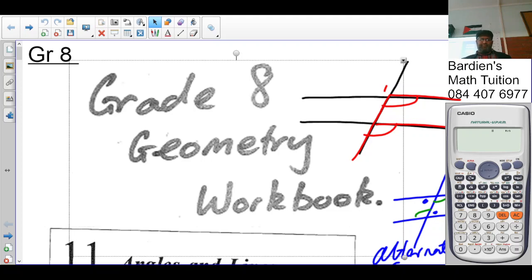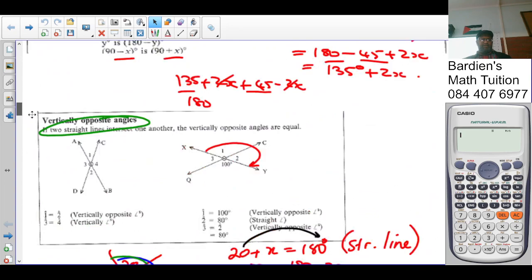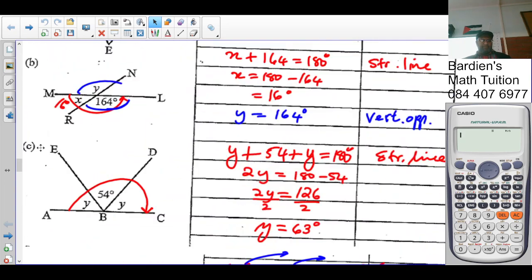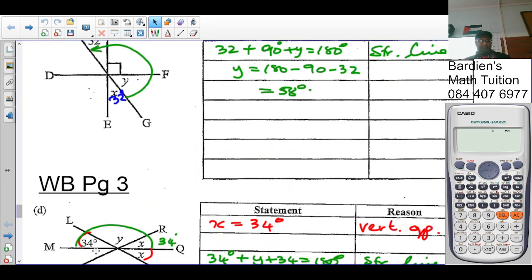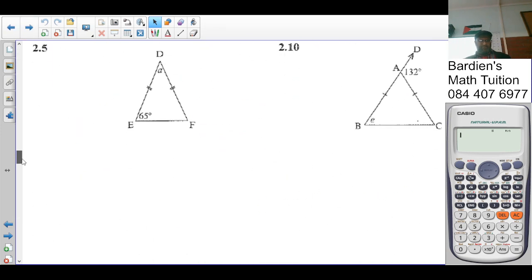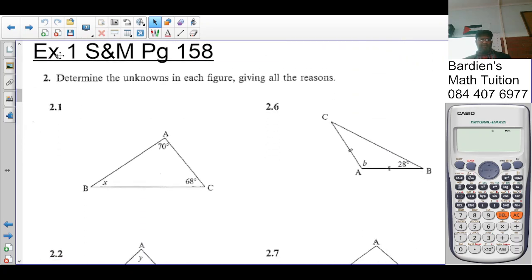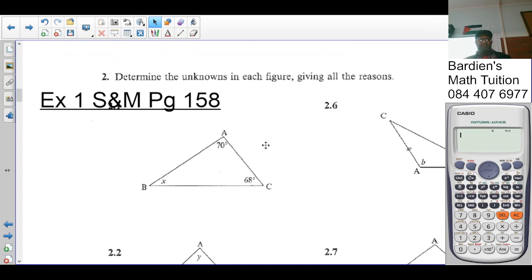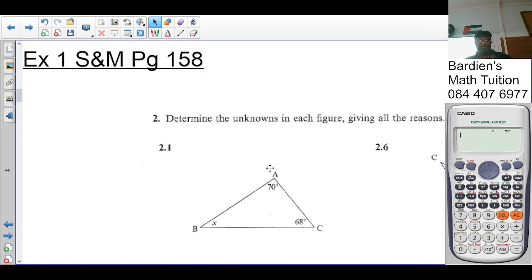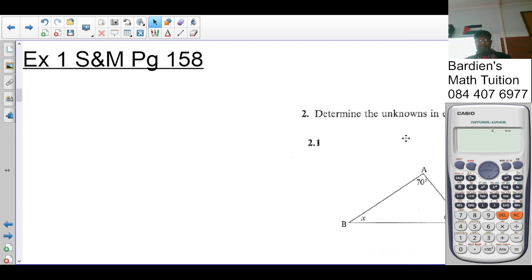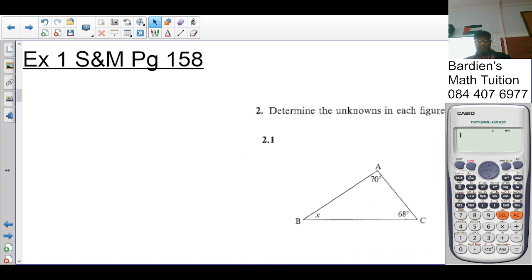Okay, good morning class. So at this point we're looking at geometry. Just wrapping up from 2.1, is that correct? The geometry exercise on page 158. Okay, so where do we start?